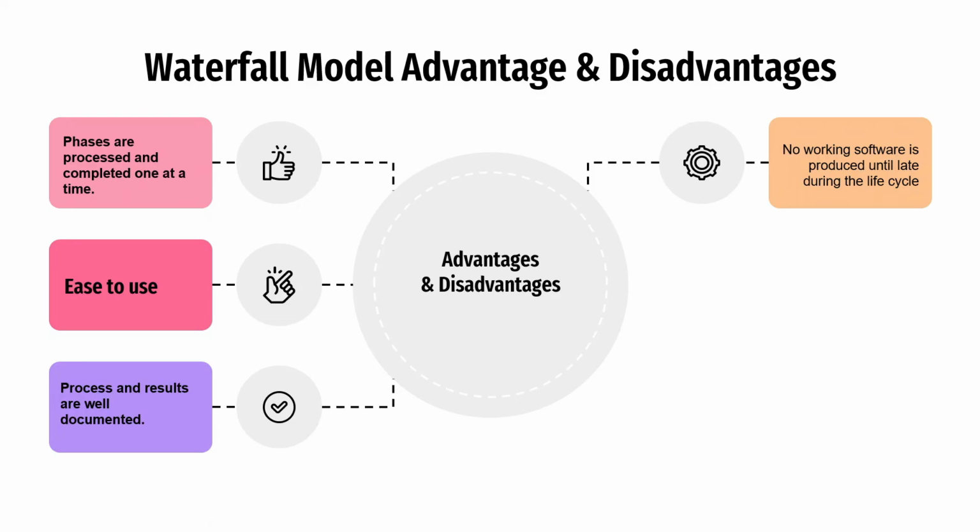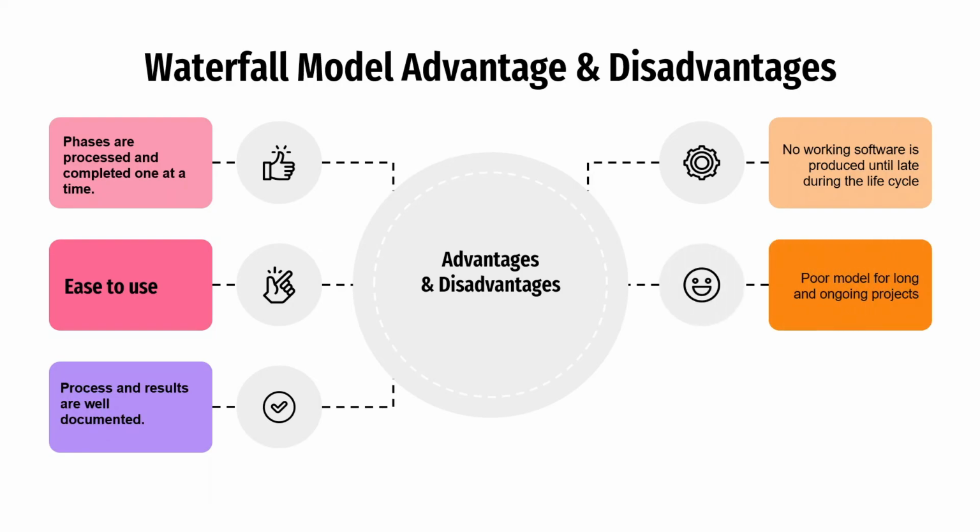Let's talk about the disadvantages too. No working software is produced until the last stage of the life cycle. Yeah, we know, right? Once the whole cycle is done, only then will we give the end user the product. No live working product can be given to the client without completing all the cycles. So the end user would be given a product only after the last cycle. Poor model for long and ongoing projects. Yeah, it cannot be accomplished for a long project.